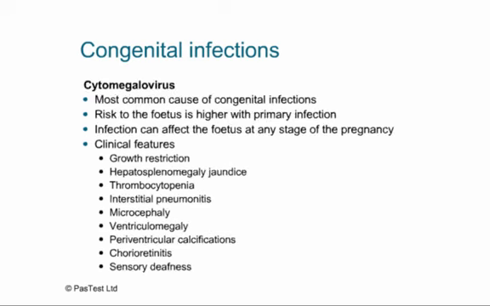Cytomegalovirus, or CMV, is the most common cause of congenital infections. The risk to the fetus is higher with primary infection, about 40% resulting in fetal infection, as opposed to 1% following a maternal recurrence. The infection can affect the fetus at any stage of the pregnancy, and again, we have a long list of clinical features, but periventricular calcifications are quite characteristic.